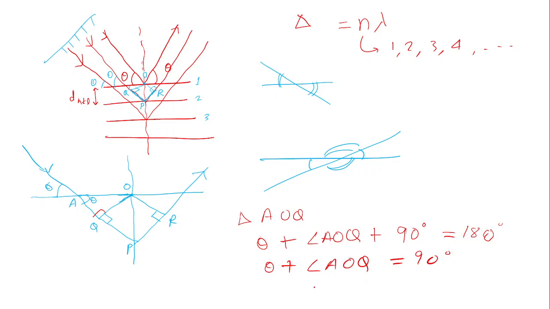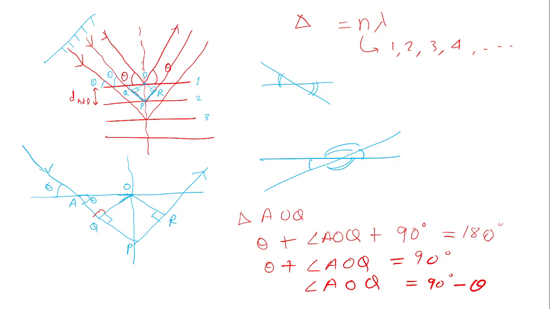that means angle AOQ will be 90 degree minus theta. In this triangle, one angle is 90, one angle is theta. So next is 90 minus theta. We did the maths and we found this angle is 90 minus theta. Okay. Now, let's see another thing.